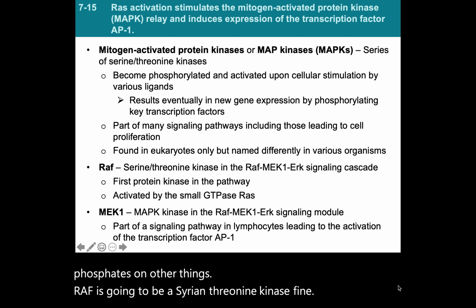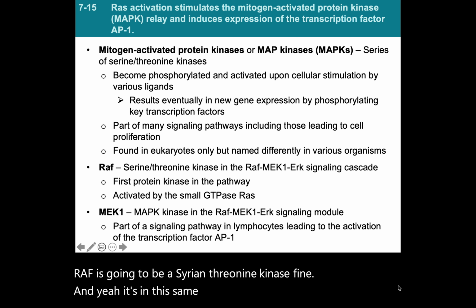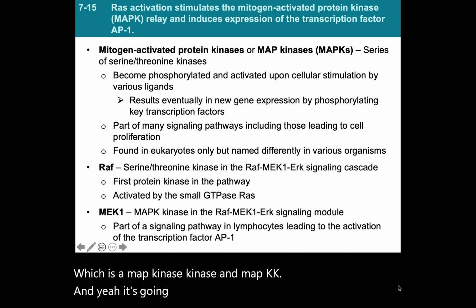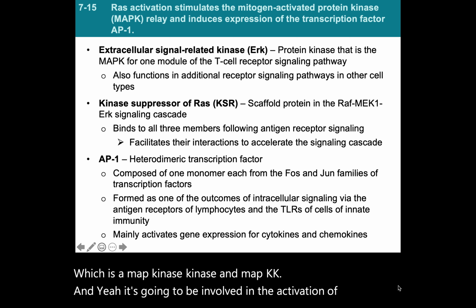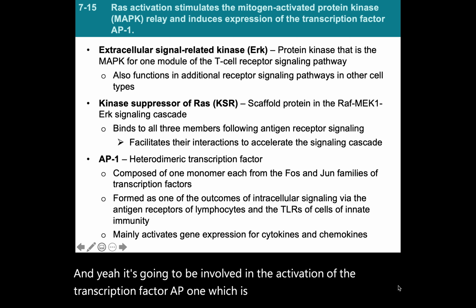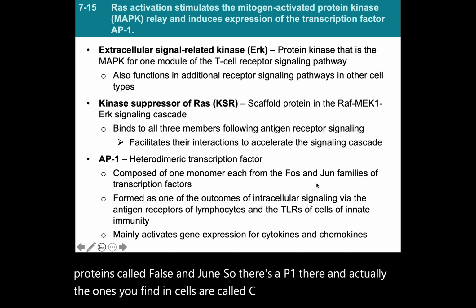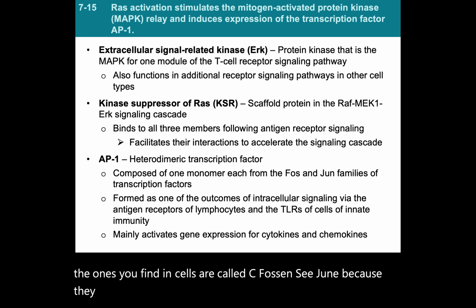RAF is going to be a serine threonine kinase. And it's in this same signaling pathway as MEK, which is a MAP kinase kinase, MAPKK. It's going to be involved in the activation of the transcription factor AP1, which is made of two little proteins called FOS and Jun. So there's AP1 there. The ones you find in cells are called c-FOS and c-Jun because they come from cells: the cellular version of FOS, the cellular version of JUN.